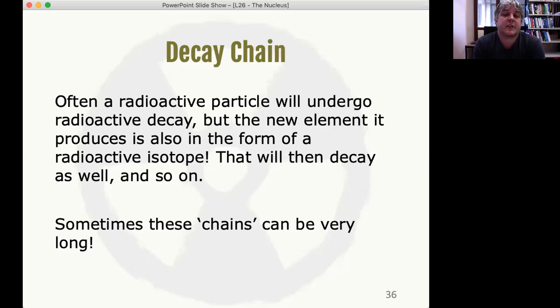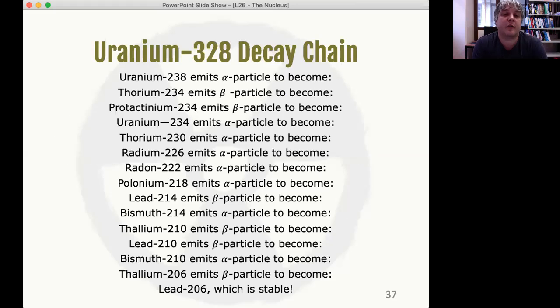Decay chains. Often a radioactive particle will undergo radioactive decay and produce a new radioactive isotope. And then that will undergo radioactive decay and produce another element or atom or isotope. But often that will be radioactive as well, and it will continue. And sometimes these decay chains, which is just where one atom decays into another radioactive atom, can get very long, as per this one, the uranium-238 decay chain. I've done the heading wrong, it is 238.